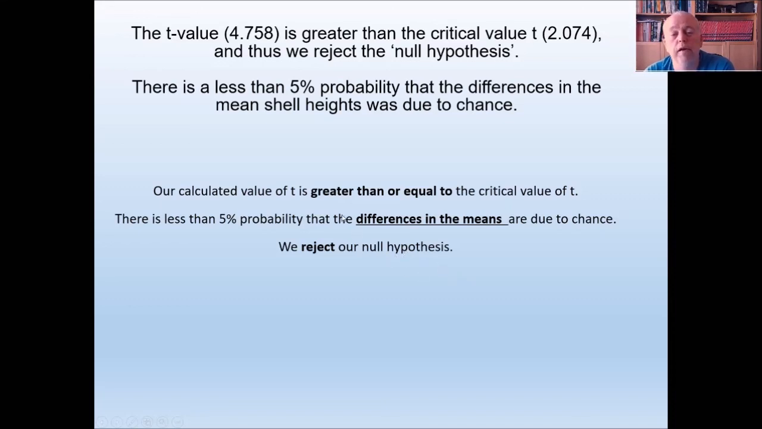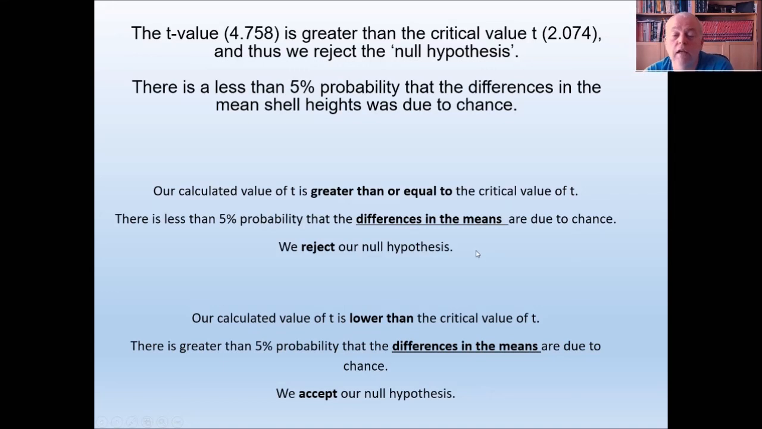But what if our value had been less than the critical value? Really simple, we're just changing a couple of words in our interpretation. So if our calculated value is lower than the critical value of t, there's a greater than 5% probability that the differences in the means are due to chance, and therefore we would accept our null hypothesis. So the interpretations are very similar to Spearman's rank. Okay, we'll just look at our particular calculated value, compare that to the critical value in the lookup table, and then interpret that appropriately. Hope you find that okay.